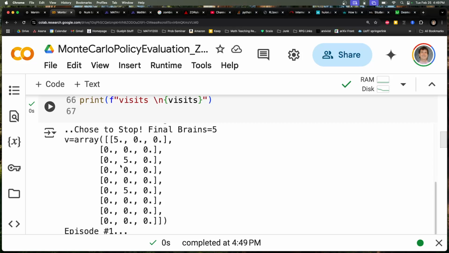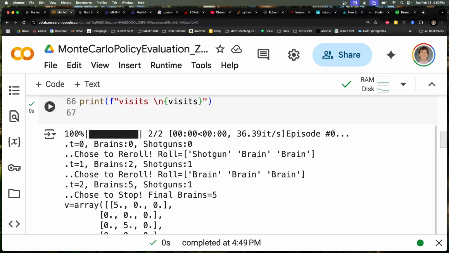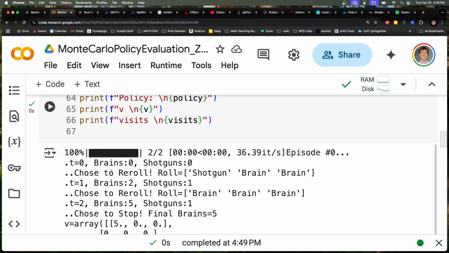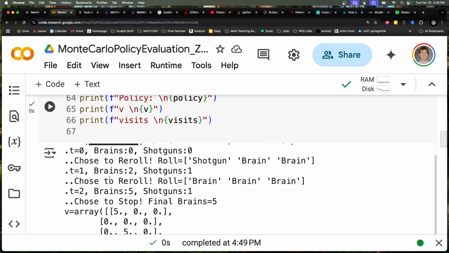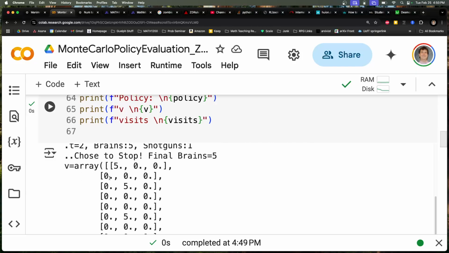And every single time we've gone through this state of 2 brains and 1 shotgun, we ended up getting a reward of 5. And every single time we went through this state 5, 1, we also ended up with a reward of 5. So these are the 3 states that we visited. We were at this state, then this state, then that state. And in every situation, we ended up with a reward of 5. So the running average is 5 for each of those states.